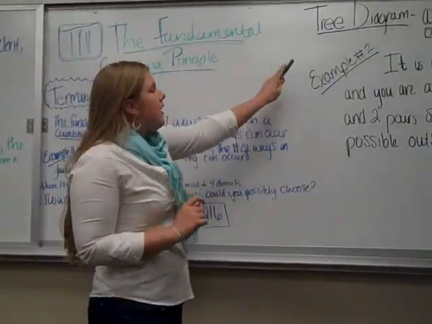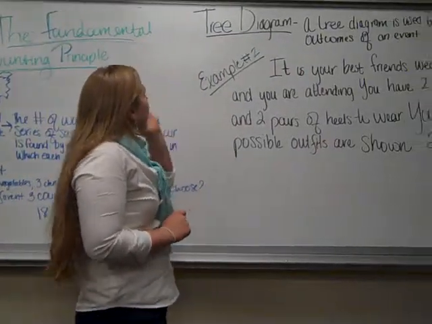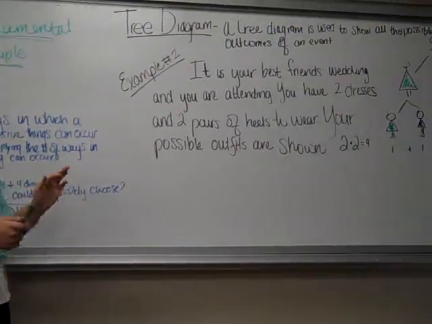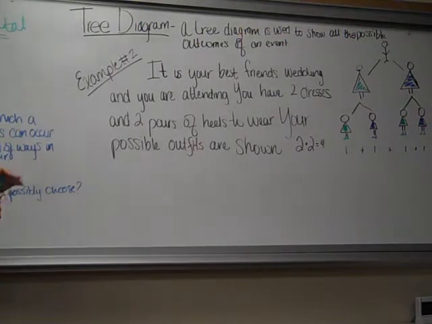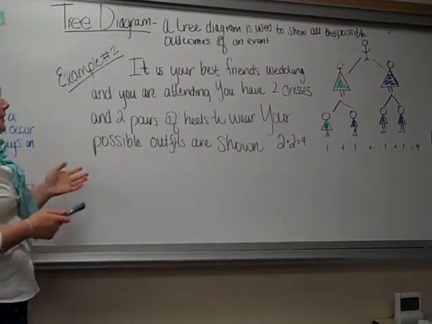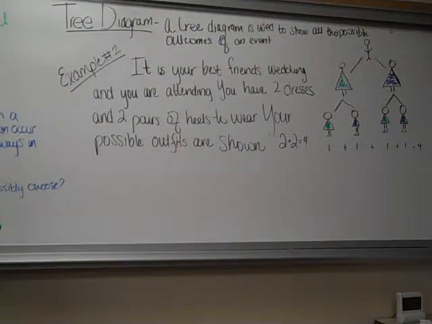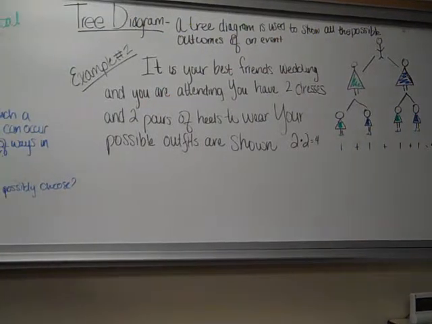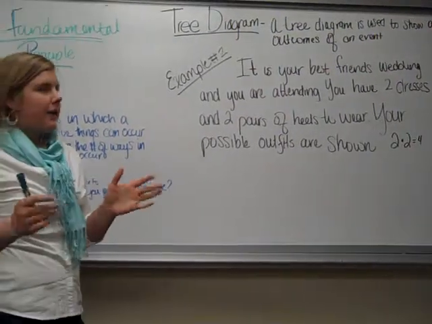The next term that you need to know from 11.1 is the tree diagram. A tree diagram is used to show all the possible outcomes of an event. So an example of this would be, it's your best friend's wedding day, you're attending her wedding, and you have 2 dresses and 2 pairs of heels to wear. What are your possible outfits?